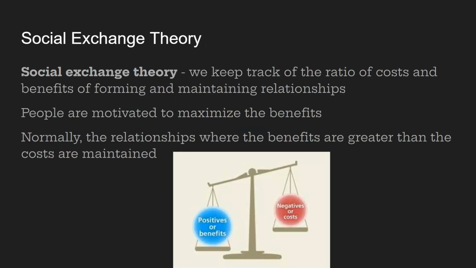So the social exchange theory, this is that we keep track of the ratio of costs and benefits of performing and maintaining relationships. And people are motivated to maximize the benefits. So normally the relationships where the benefits are greater than the costs are maintained, whereas the ones where the costs are greater than the benefits would be cut off.